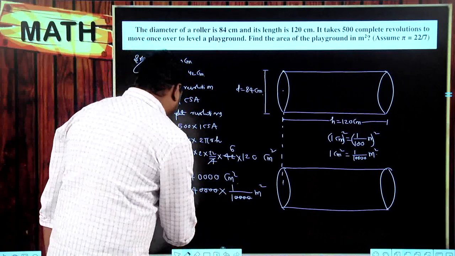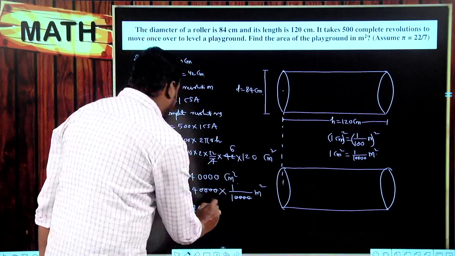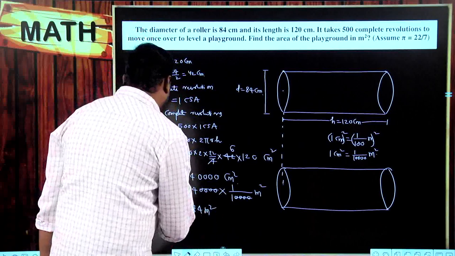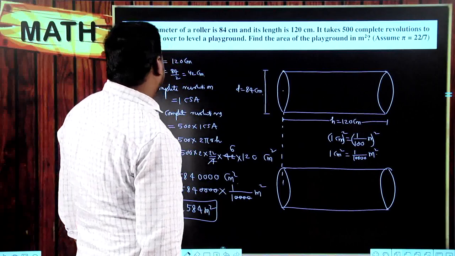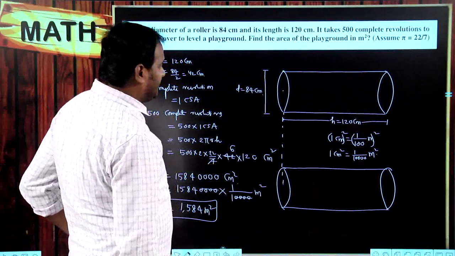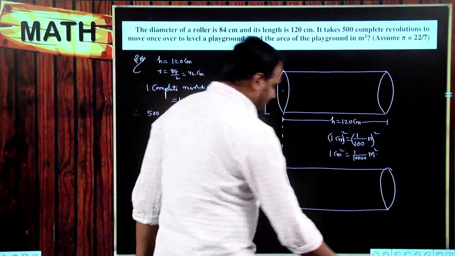It means 1584 meter square is the total area that the roller levels on the playground. Hope you understand how to answer the problem, right? Let's move on to the next problem.